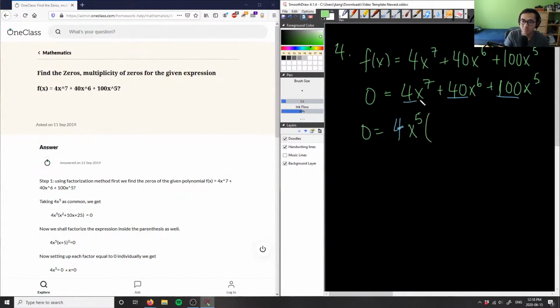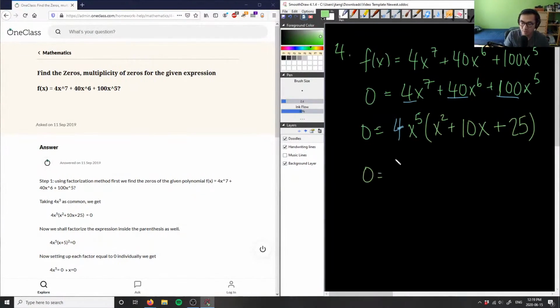Then let's see what I'm going to get. I'm going to be left with x squared, because x to the power of 7 divided by x to the power of 5 is x squared. Plus 40 divided by 4, which gives me 10, and then x to the power of 6 divided by x to the power of 5, which gives me x. Then 100 divided by 4 gives me 25, and the x to the power of 5 cancels out. So now this is an easier expression.